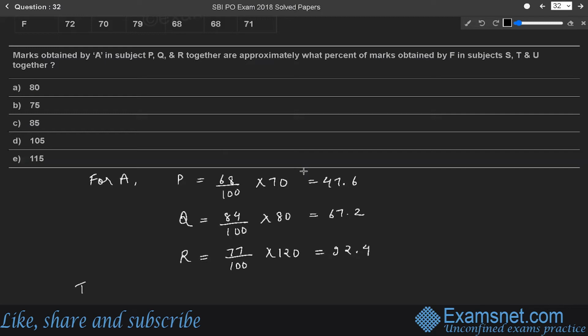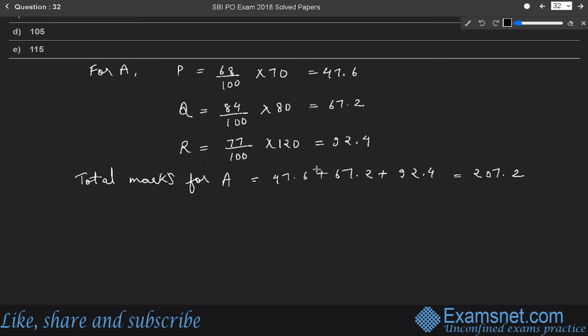Therefore, we can say that total marks scored by A, or we can say that total marks for A is equal to 47.6 plus 67.2 plus 92.4. So it gives 207.2. Now, let us look at the marks obtained by F.